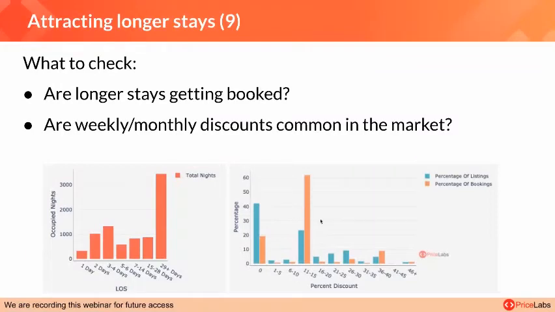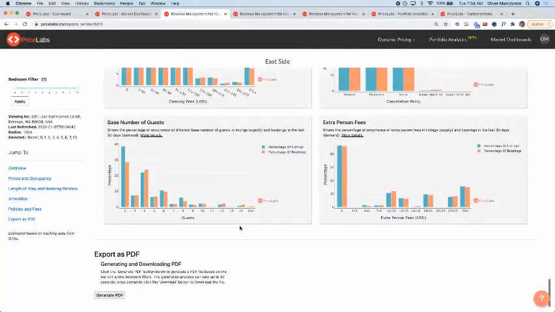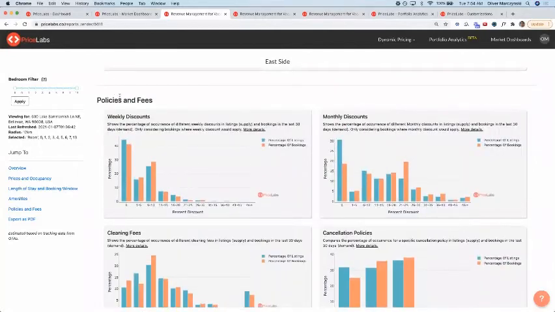So with these, down at the bottom here of market dashboards, we have this policies and fees section, and this will display the weekly and the monthly discounts that are common for your area. So how this works, the blue line here is showing you the percentage of listings in your market that offer each of these kind of discount buckets. So what percent of listings offer an 11 to 15% discount versus what percent of listings offer a 36 to 40% discount.